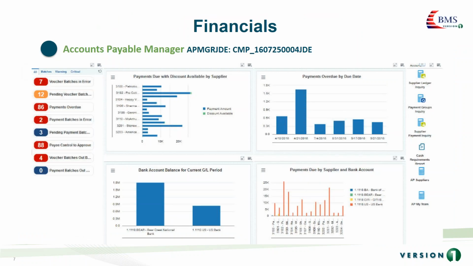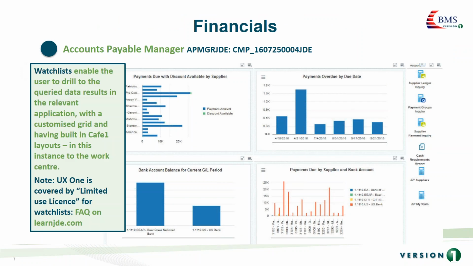The delivered AP Manager landing page is shown here, following the Alert, Analyze, Act principles of UX1. The watch list pane represents the alert part of the form and flags information or situations that require attention. Something quite important to note is that watch lists come with a limited use license with these landing pages, so even if you're not licensed to them, you can still use the ones that are included in the delivered content. The full FAQs can be found on the learnjd.com website.